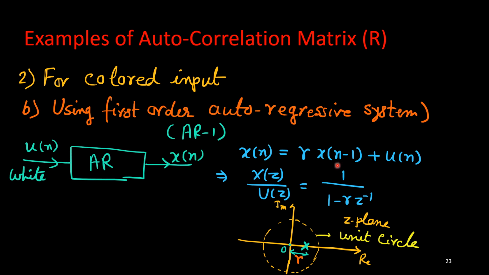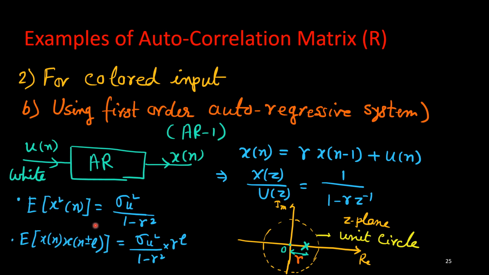So this system contains one zero at the origin and one pole at the r position. This pole should be within the unit circle, then the system is stable. And if it is on the right side, it is a low pass filter, so we are considering one low pass filter. For this system we have discussed previously in one lecture in detail, so you may go through that one.